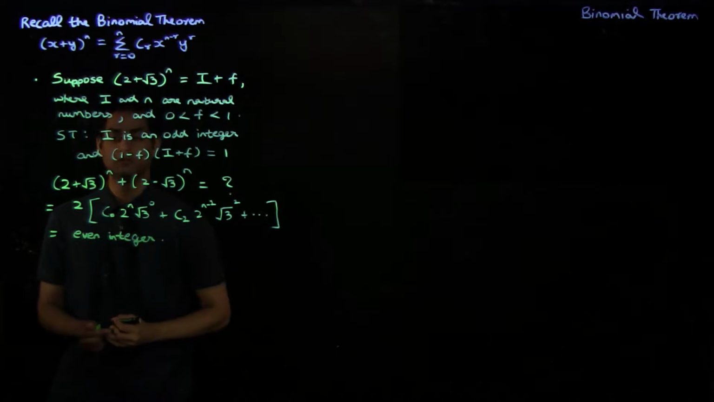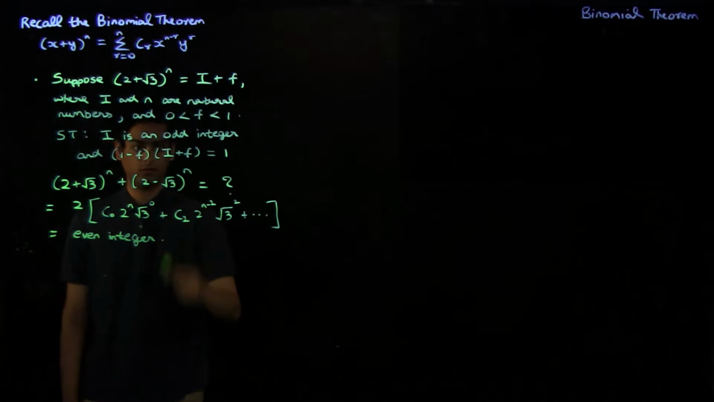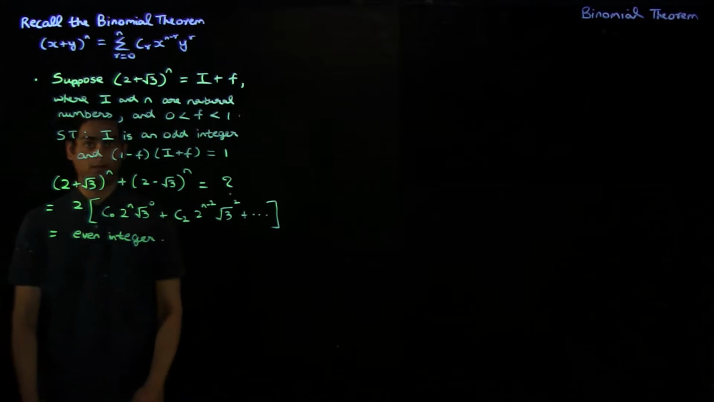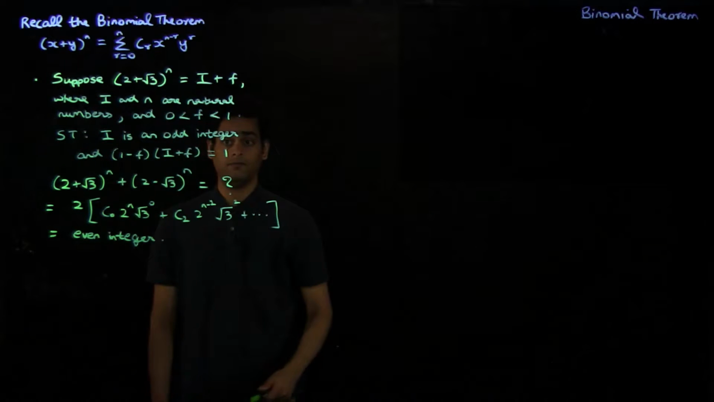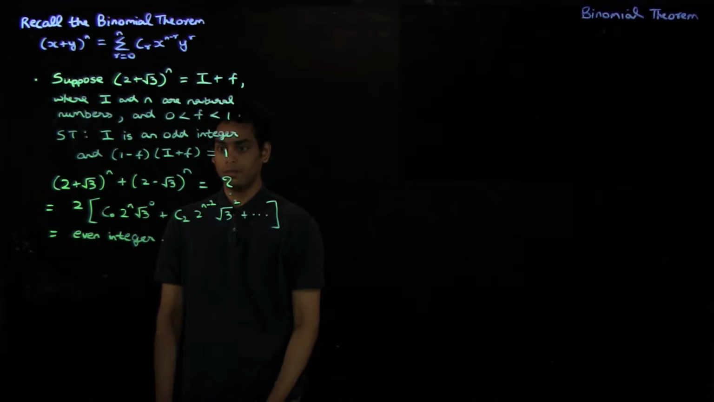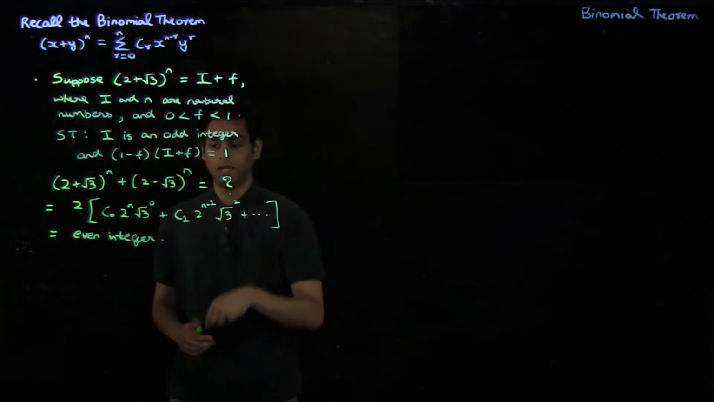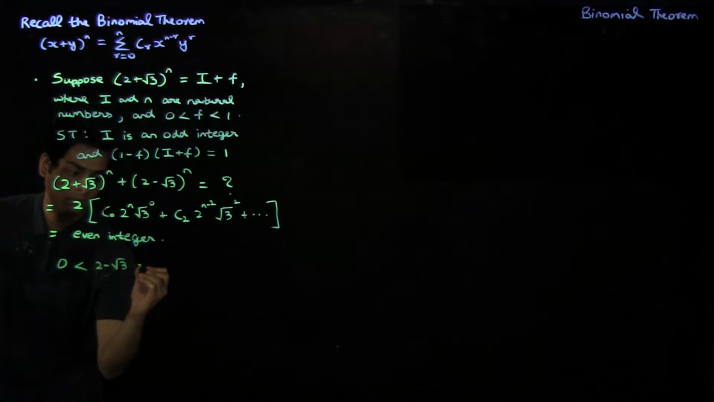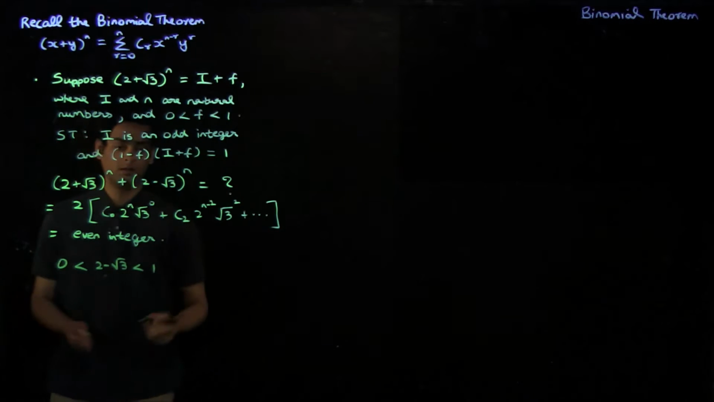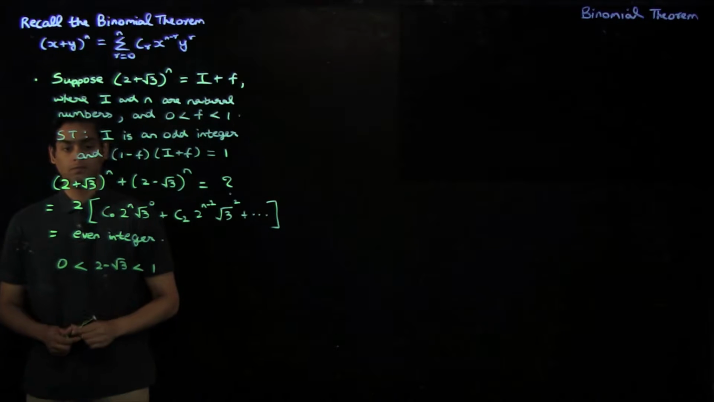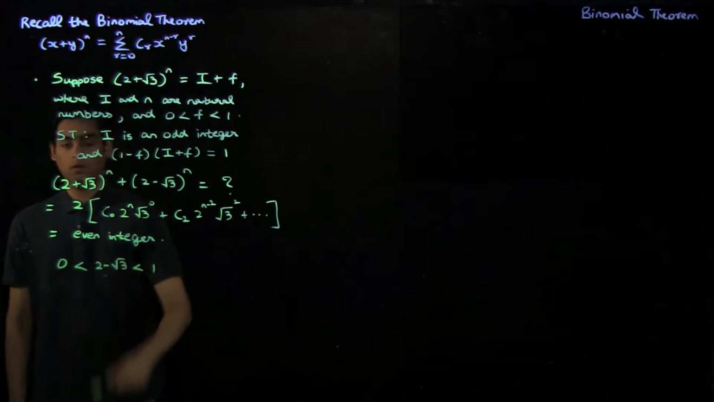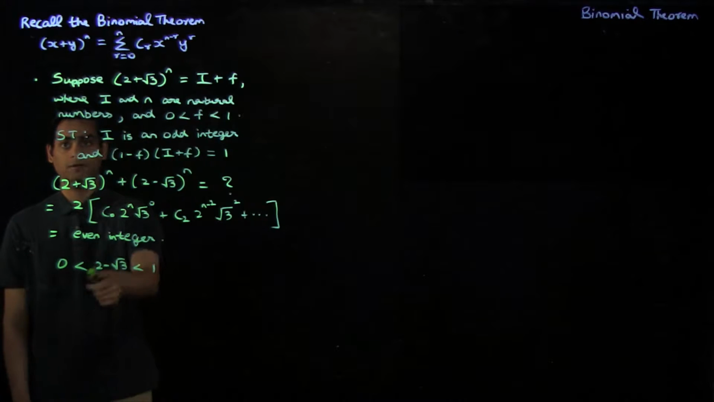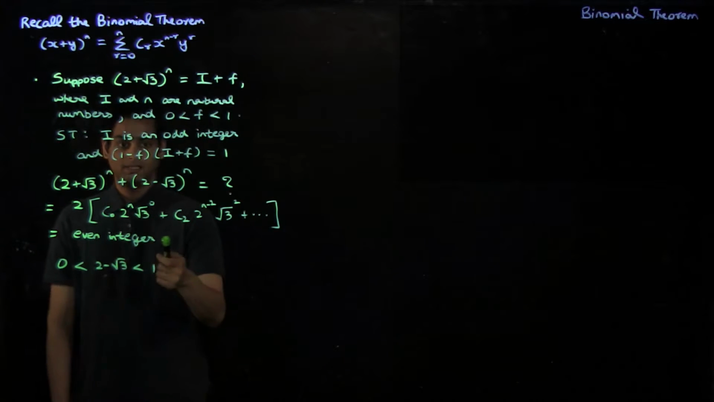So we have that (2 + √3)^n + (2 − √3)^n is an even integer. Can we say something about (2 − √3)^n? We are given that n is a natural number, and since 2 − √3 is between 0 and 1, as √3 is 1.7 something, this number raised to any natural number is going to be still between 0 and 1.